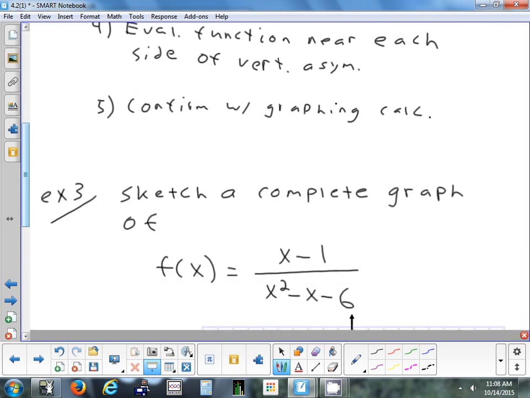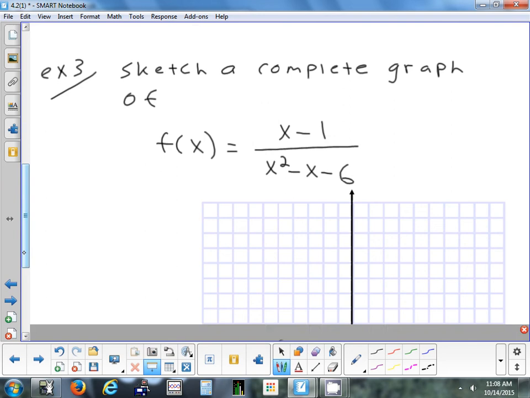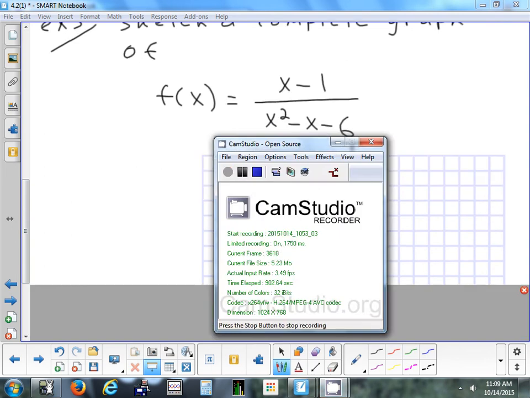All right, so that's our first one we'll sketch. x minus 1 divided by x squared minus x minus 6. If you have lined paper, that'll be the best thing to use for now. If not, I can see if I have any graphing paper.